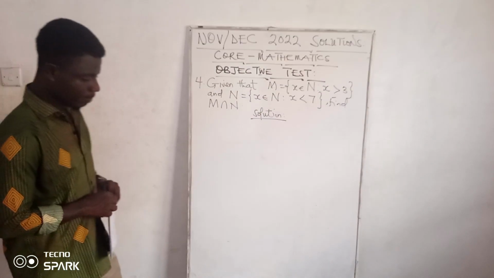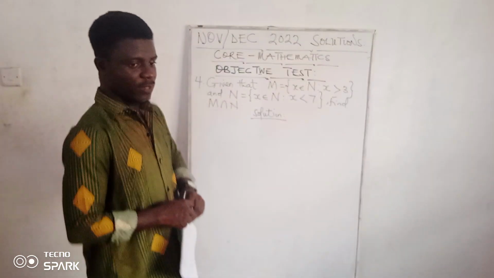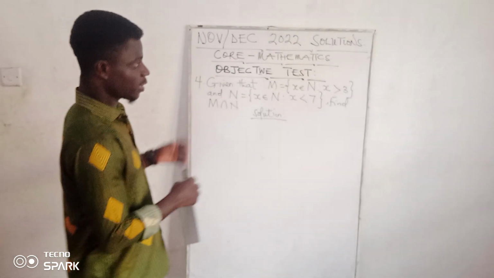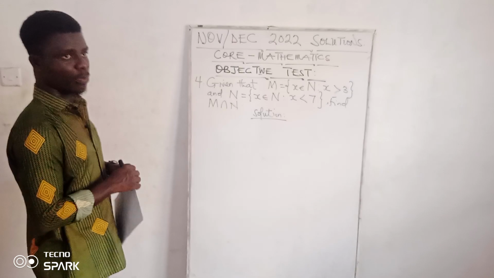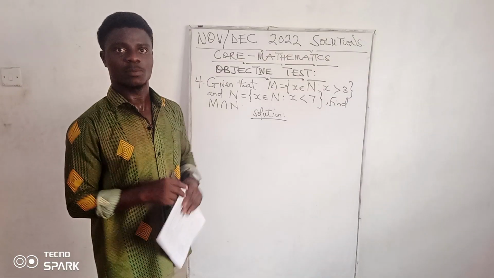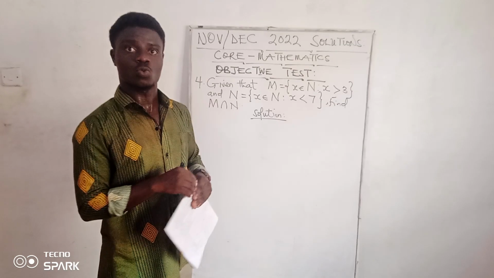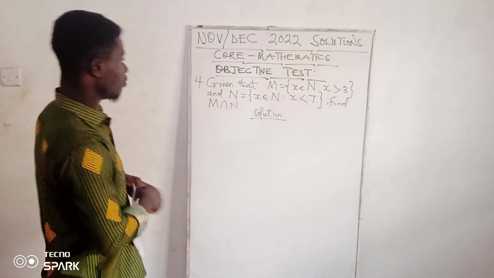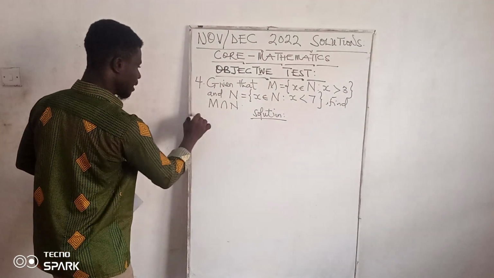So now here, we have positive natural numbers, right? Let's take the positive natural numbers, because we have positive and negative natural numbers. But this time around, let's take the positive natural numbers here. So I have my set M.